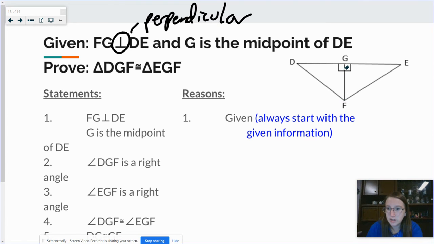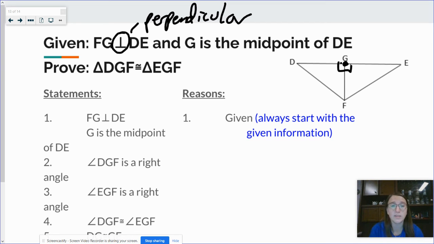Here's FG and here's DE. If they are perpendicular, remember that means that they intersect at a right angle. So there's a right angle on that side. There's a right angle on that side. Now we also have another piece of information. G is the midpoint of DE. And here's DE.